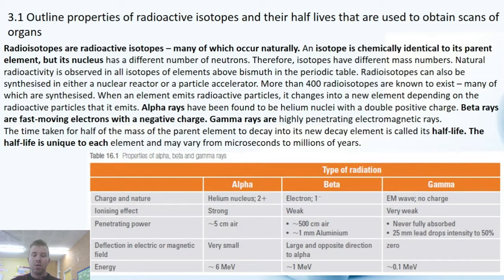Now we're looking at gamma radiation, which is the third one on the far right column. It's an electromagnetic wave that has no charge, and it's got a very, very short wavelength. Because gamma rays have no charge or mass, they are penetrating and pass readily through body tissue. Gamma rays are often emitted after other forms of radioactive decay and are the most useful type of rays for trace scans. If you're looking at the table here, we've got the charge and nature of alpha, beta, gamma, ionizing effect, penetrating power, deflection in electrical and magnetic fields, and their energy.